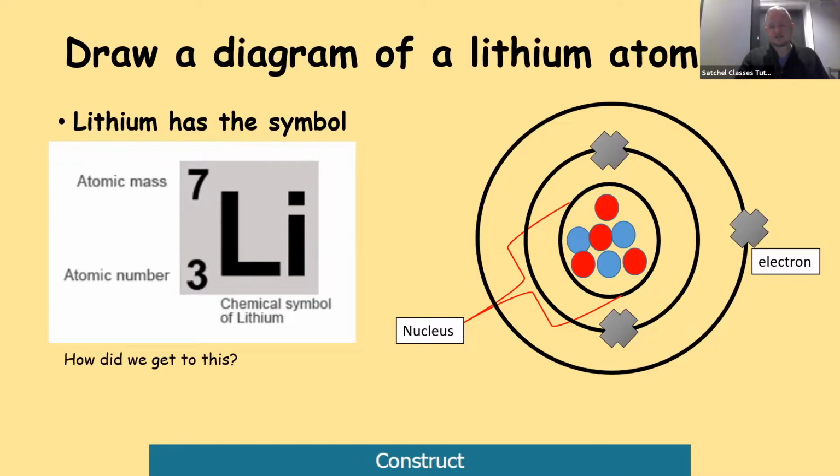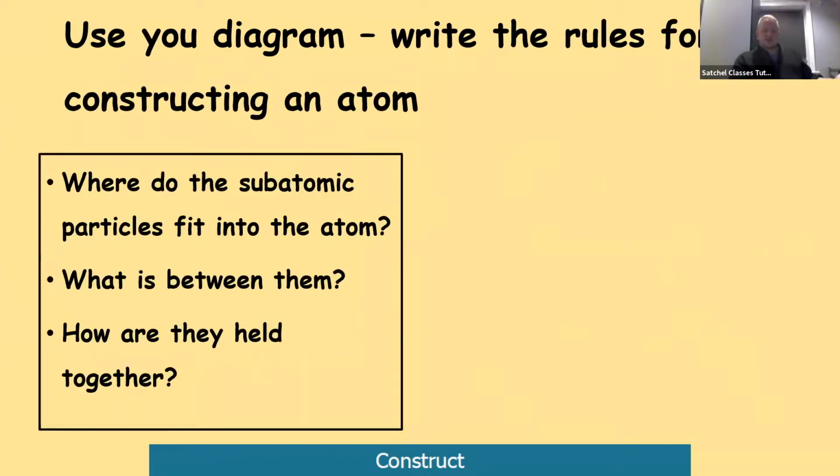How did we get to this? Where did this come from? Most people are taught this, just accept it. There's no idea as to why that's happened. And that's the point of this lesson. Where did this model come from? Where do the subatomic particles fit into the atom? What's between them? How are they held together?